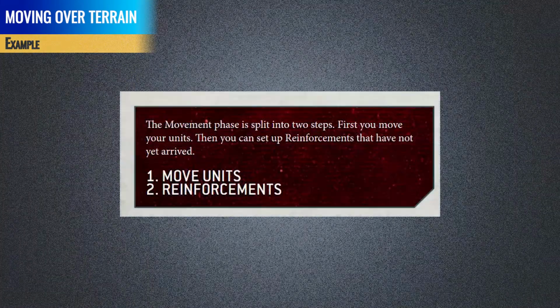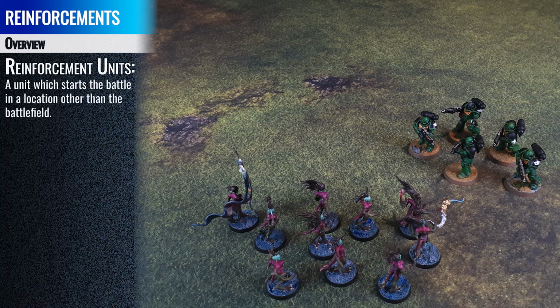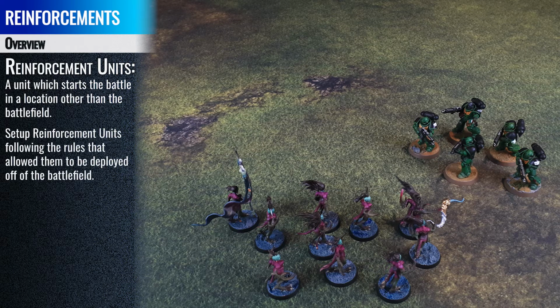And with that, we have covered the basic actions and rules of the move unit step of the movement phase. Once all of your units have made their move activations, it's time for the reinforcement step. In the reinforcement step, you can set up any units which have been deployed off the battlefield, whether they are in strategic reserves or if they have their own reserve rules. In either case, set up the arriving units one at a time, following the rules that pertain to how those units should arrive. An important note is that units can only arrive after the first battle round.